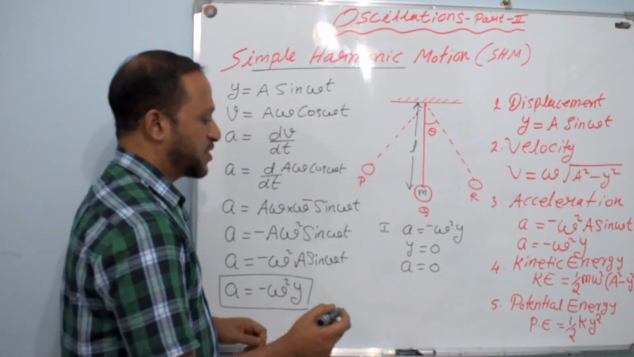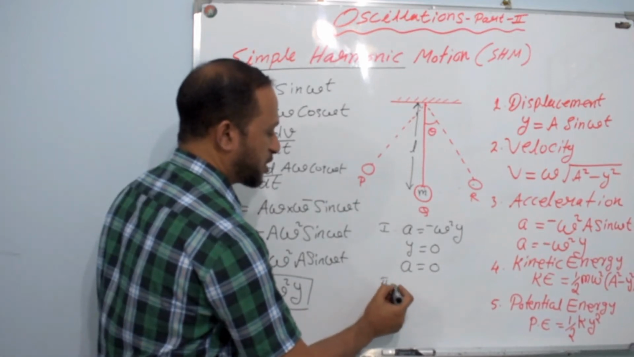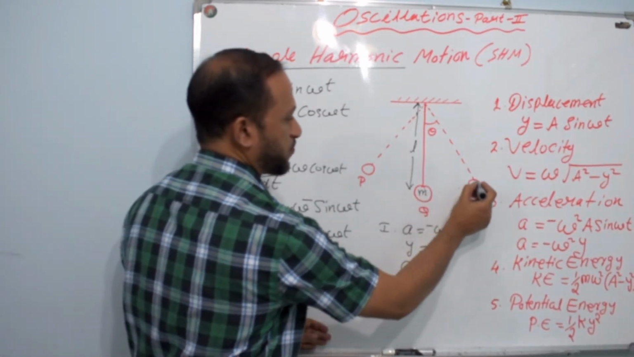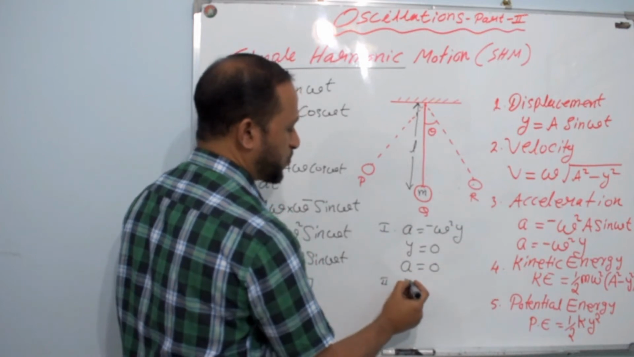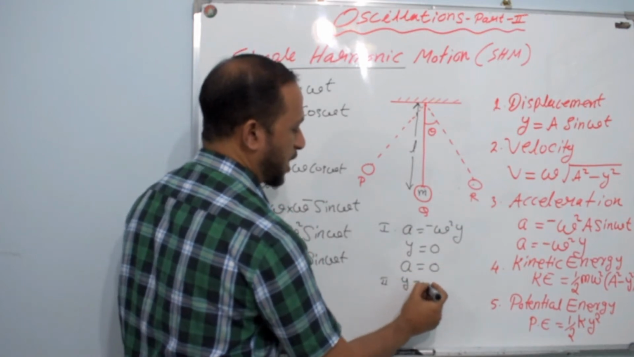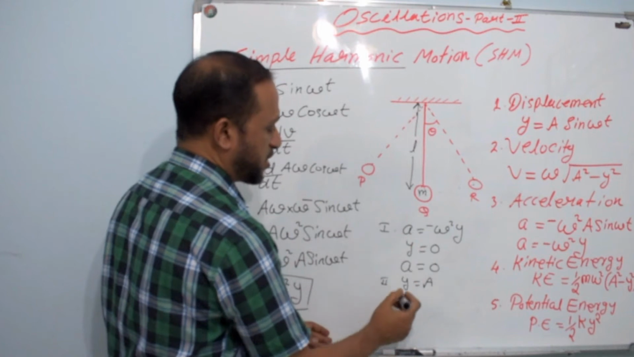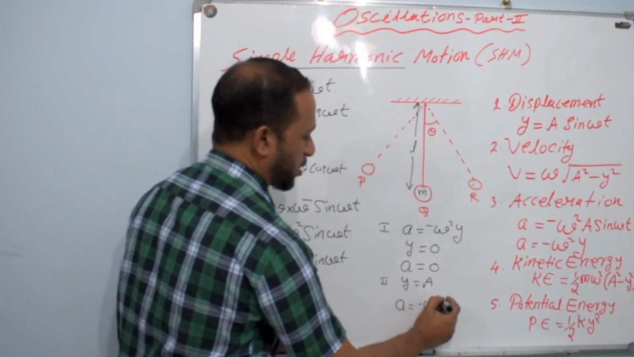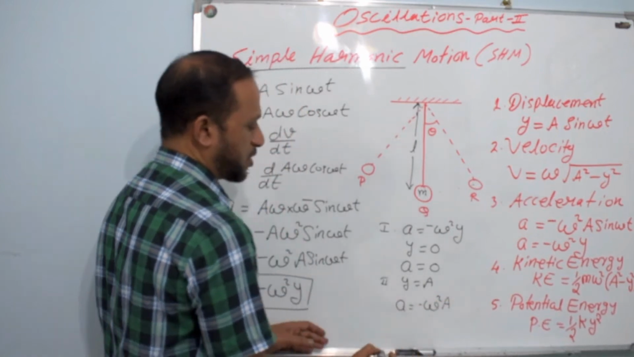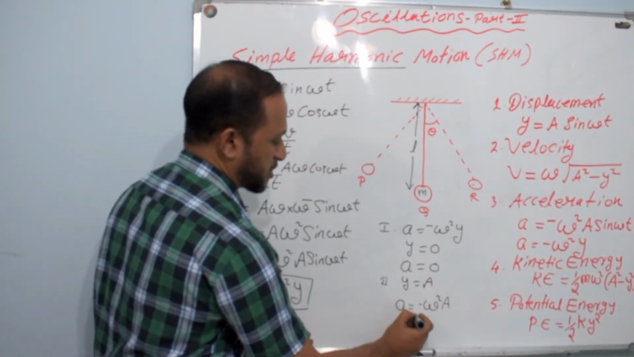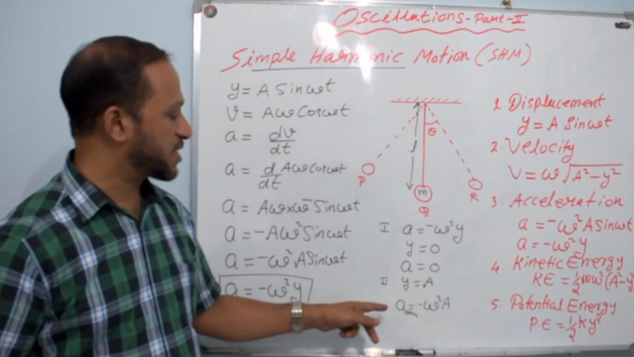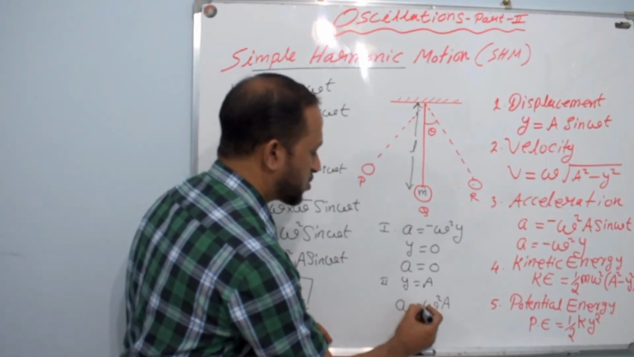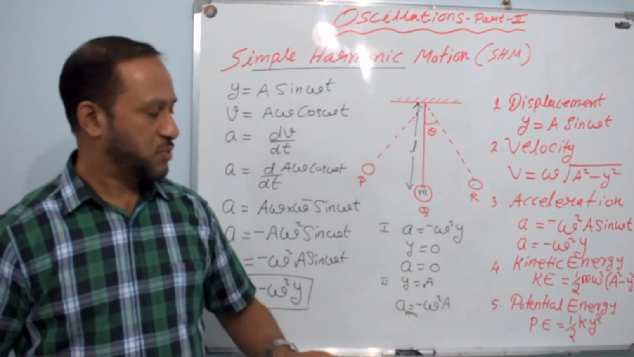And if we apply the second case at the extreme position, suppose the bob reached here, at the extreme position the displacement y is equal to amplitude a. Then we can see here acceleration a is equal to minus omega square into y, which is a. This is the maximum acceleration, a max. Maximum acceleration is equal to minus omega square into a.